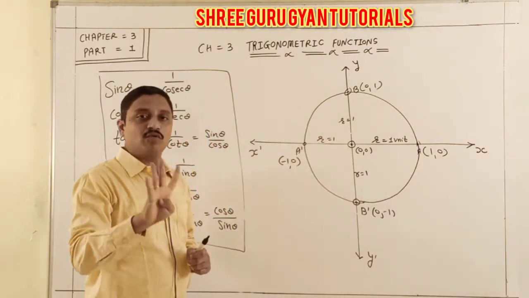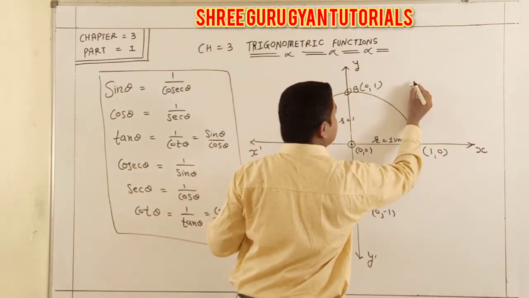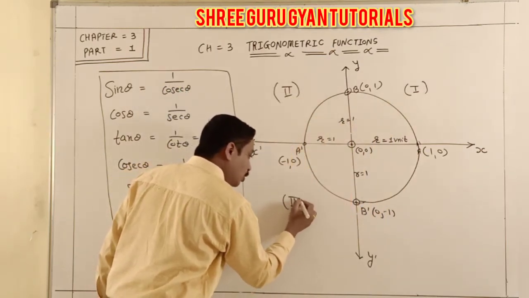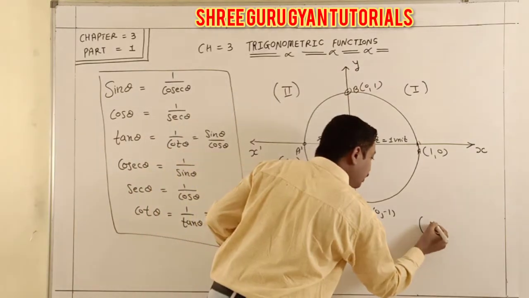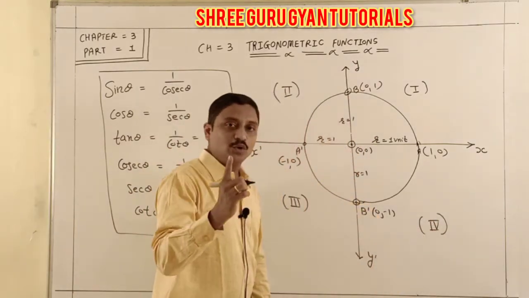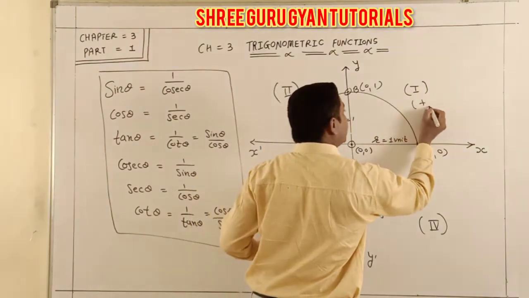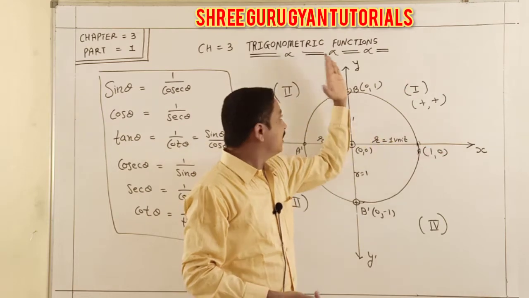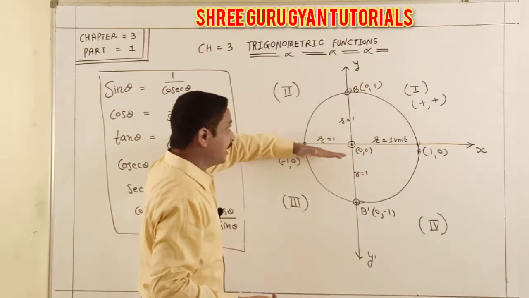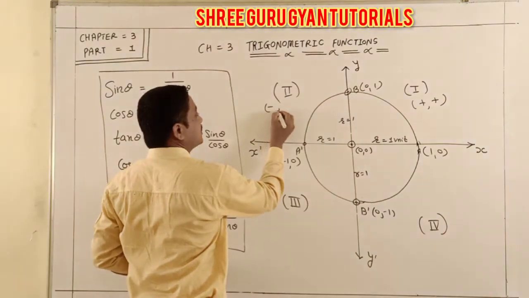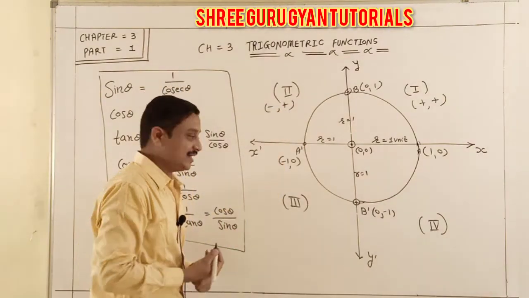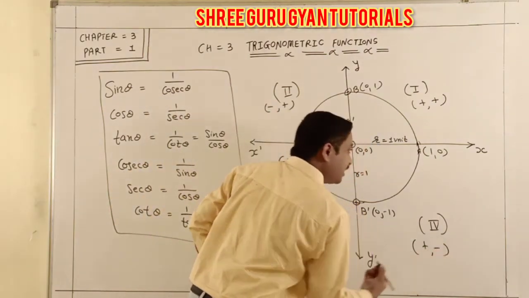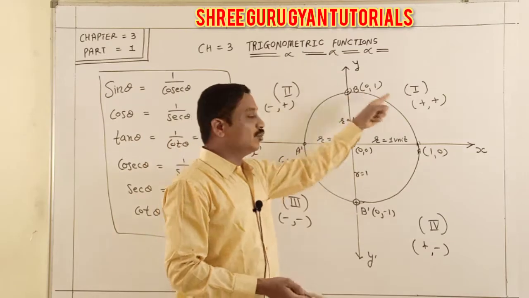Now, there are 4 quadrants. This is the first quadrant, students. This is the second quadrant. Then the third quadrant and the fourth quadrant. Generally, the first quadrant is positive, positive, because the x-axis is indicated first and the y-axis second. Here x is negative and y is positive, so this quadrant is negative, positive. Similarly, the third is negative, negative, and the last is positive, negative. You know this from your studies.